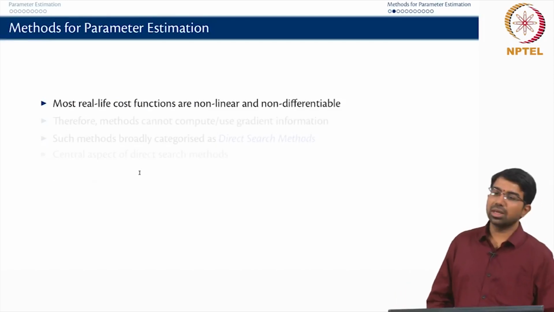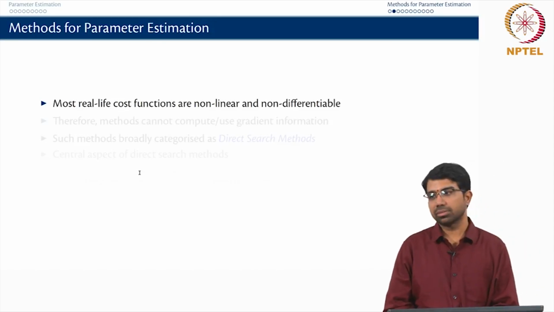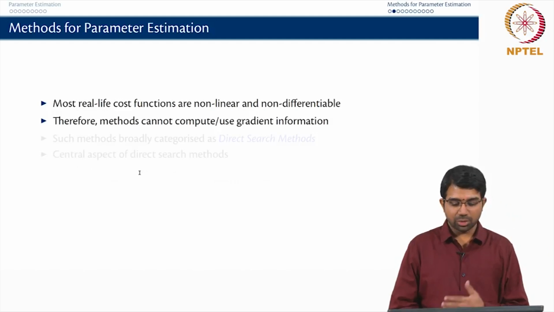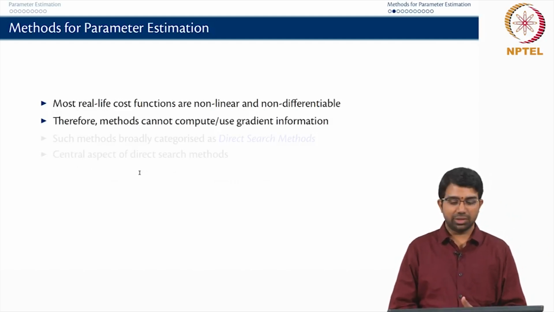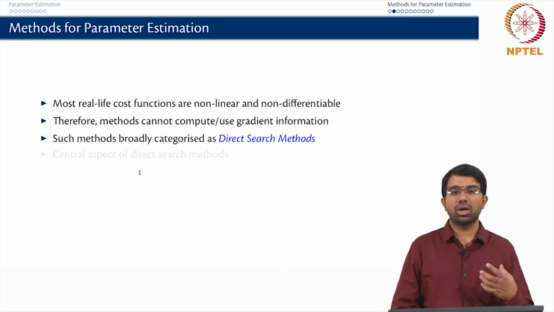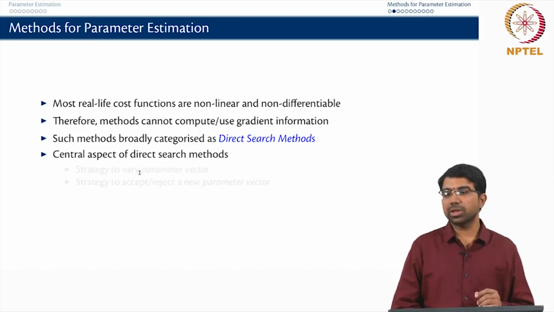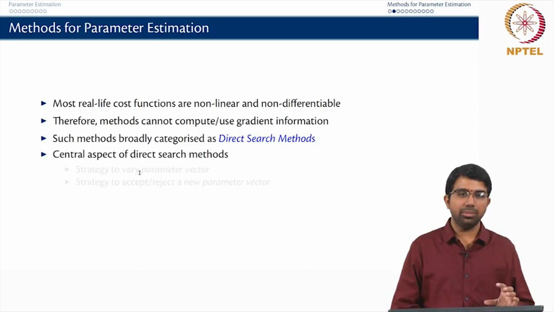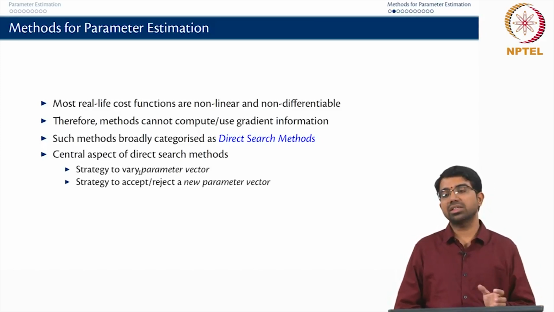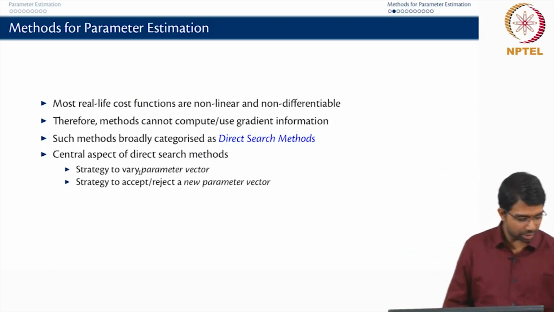Most real life cost functions like the ones we will use in biology are non-linear and non-differentiable, right? Well, you can numerically differentiate them, but you cannot usually compute or use gradient information. So all the methods that don't use gradient information are broadly grouped under direct search methods. A central aspect of all direct search methods is the same. You have a strategy to vary the parameters and a strategy to accept or reject a new parameter. The logic is very simple.